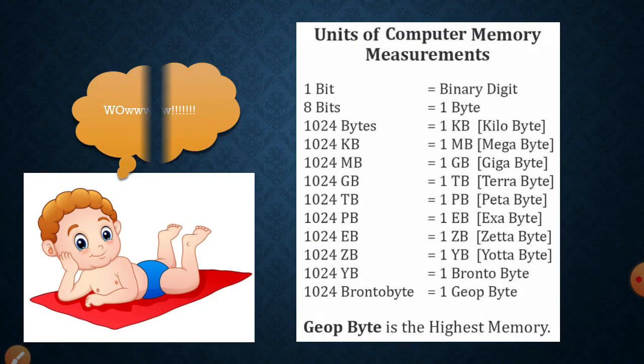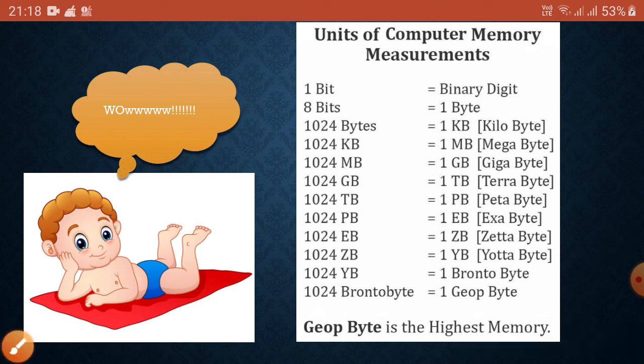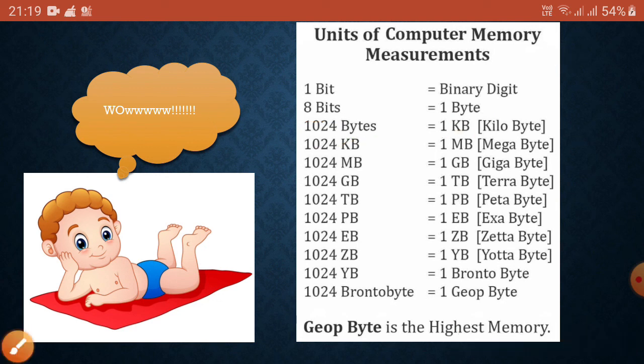So now we are thinking about the units of computer memory. So what are the units of computer memory? We know the smallest unit is the bit. So 1 bit is a binary digit, that may be 0, that may be 1. 8 bits equal 1 byte. And 1024 bytes equal 1 kilobyte, and so on. 1024 kilobytes equal 1 MB.